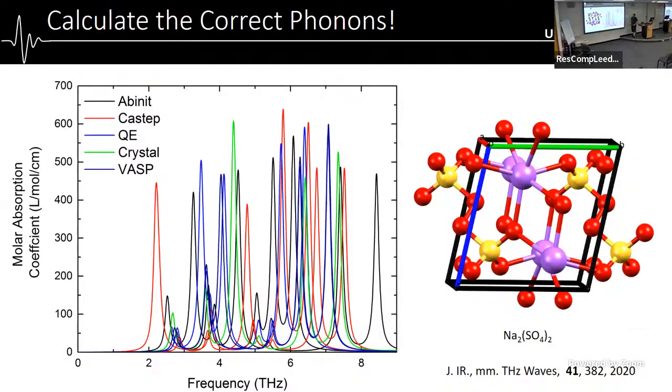And this is our first attempt, just using some different codes, putting the structure in and changing some things and calculating the spectra. And every single one of the spectra is completely different, and there's no correlation between them at all.